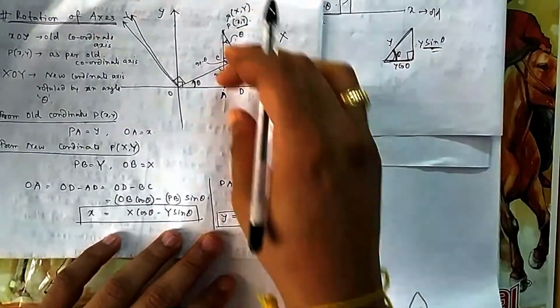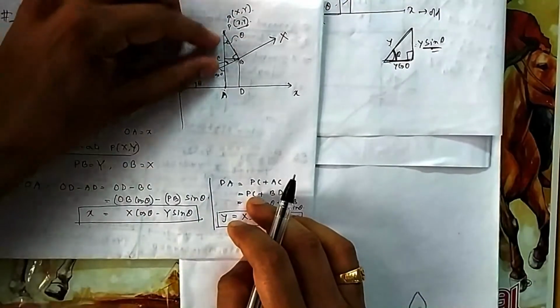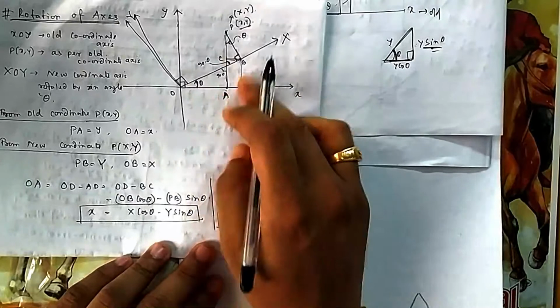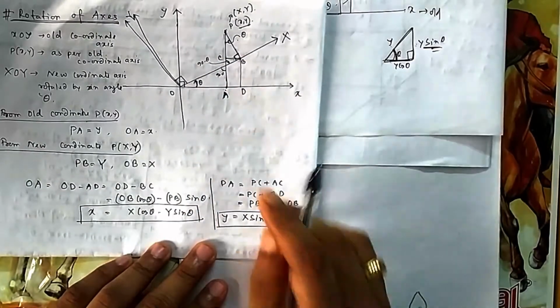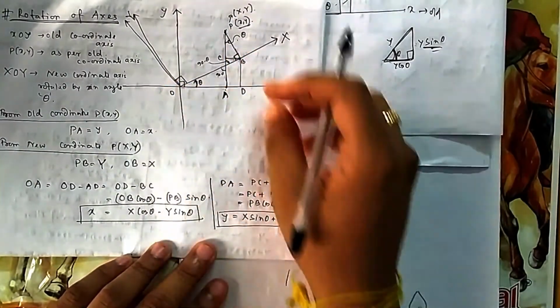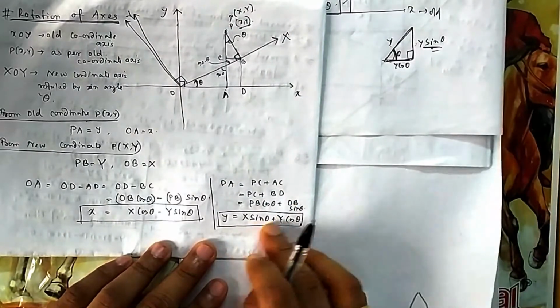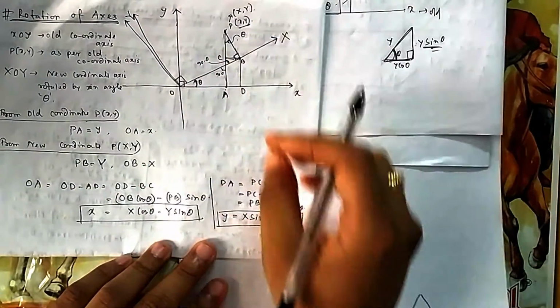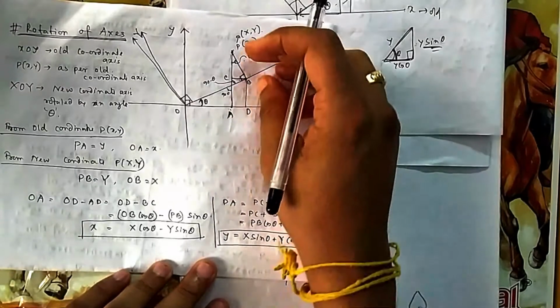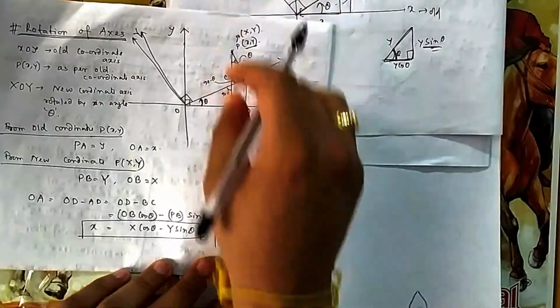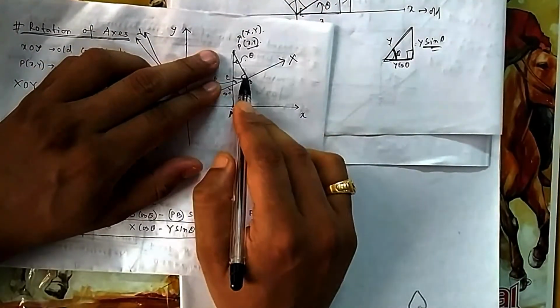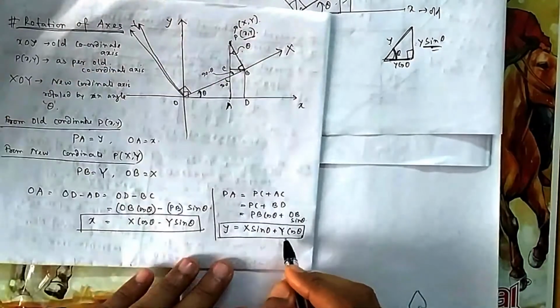Similarly for y, this PA, you can write it as PC plus AC. AC you can write again as BD. So what will be BD? BD will be X sin theta, that is OB sin theta. And what will be this PC? PC equals PB cos theta. This is capital Y cos theta, because this is theta, so it is Y cos theta.